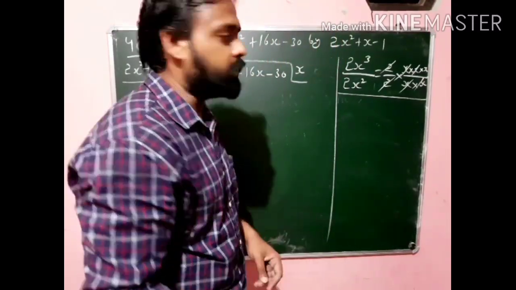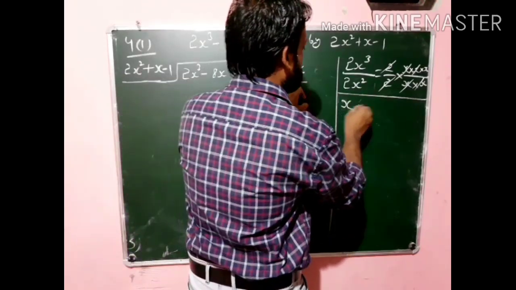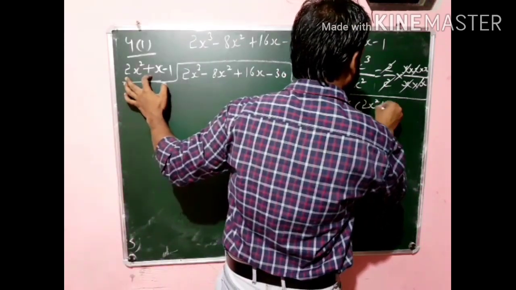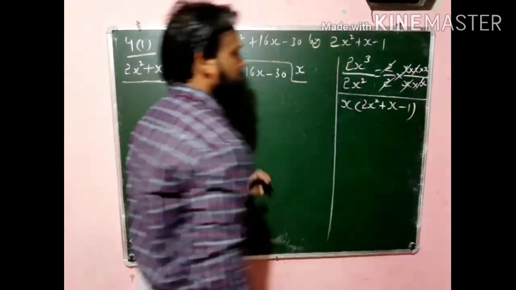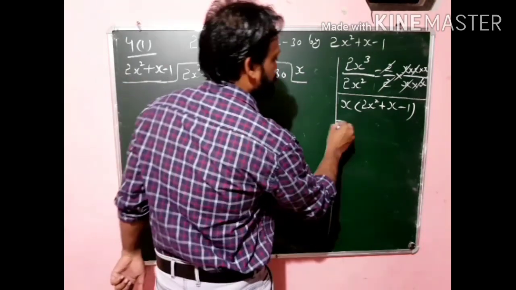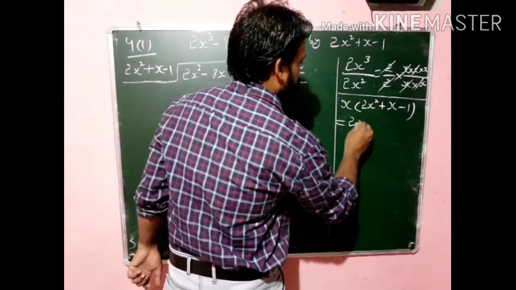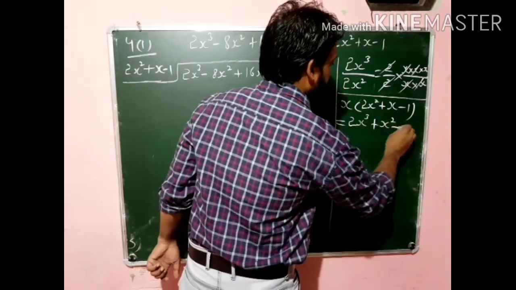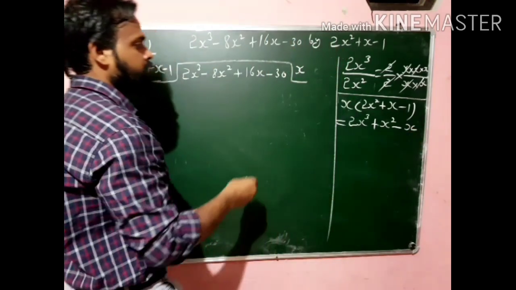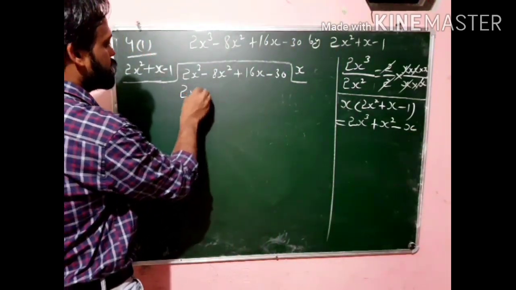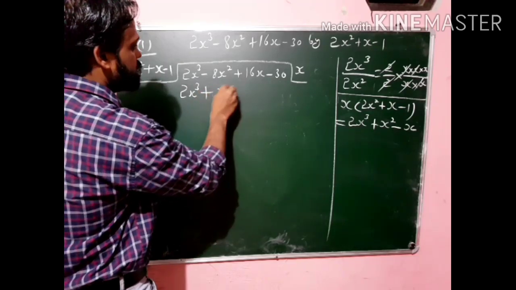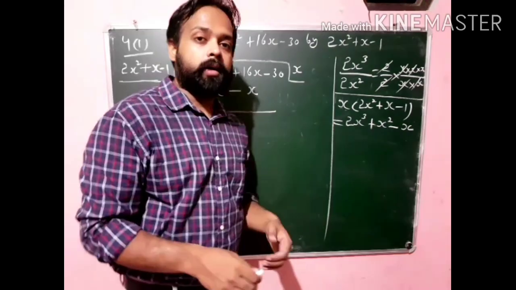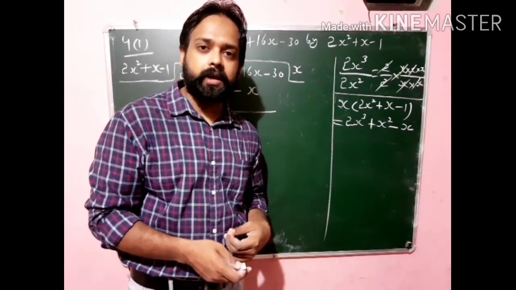Exactly, you are right. The next step is, now we have to multiply this x with the divisor. Divisor is 2x square plus x minus 1. Now multiply this. It will become 2 into x square into x, 2x cube, plus x into x is x square, minus x into 1 is x. So write down here, it will become 2x cube plus x square minus x. And now what we have to do? Of course, after this we have to subtract the polynomials.